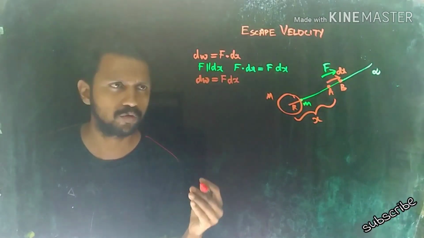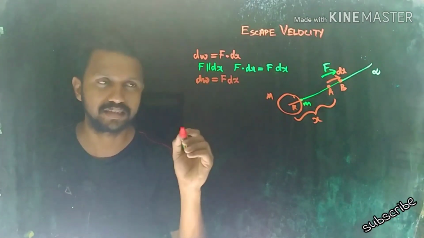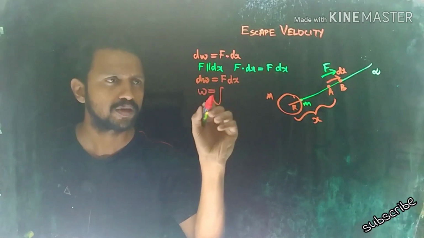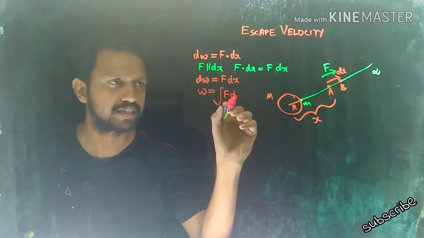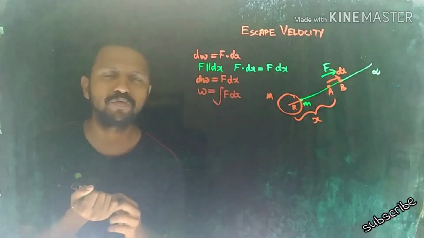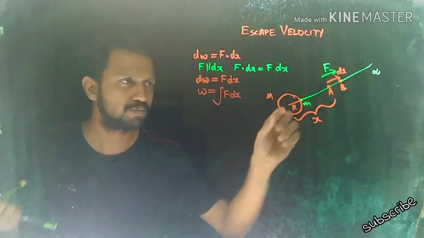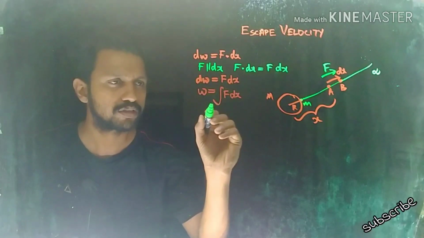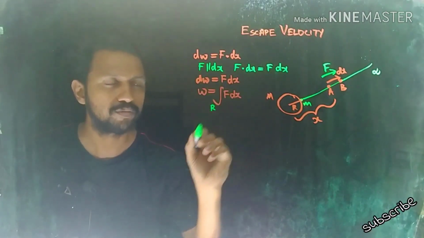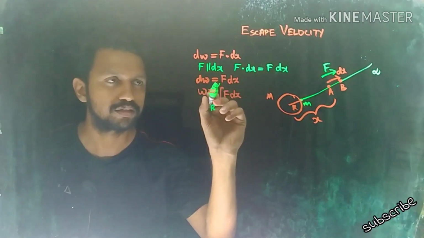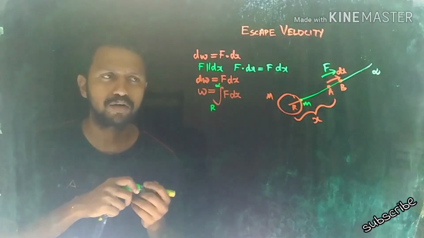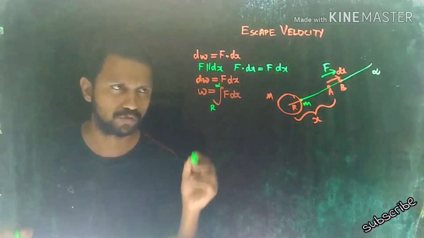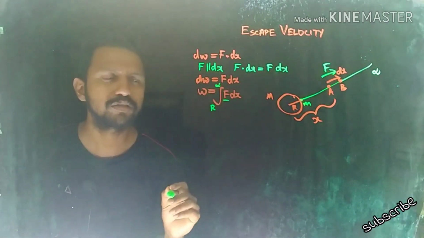Then we have to find out the total work done from surface to infinity. In order to find out the total work done from surface to infinity, we have to integrate this dW. Integrating dW, we will get W. W is equal to integral of F dx. And in the integration, we have to substitute the limit. The mass is moved from surface to infinity. That means the limit we have to substitute, from surface means from R distance to infinite distance. Therefore, the limit is from R to infinity. And what's F? F is gravitational force.